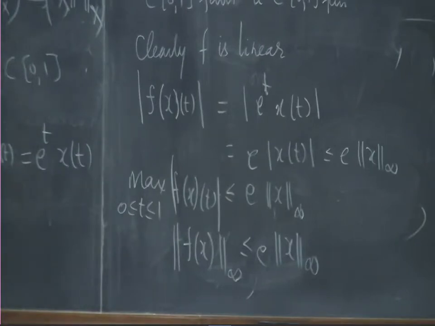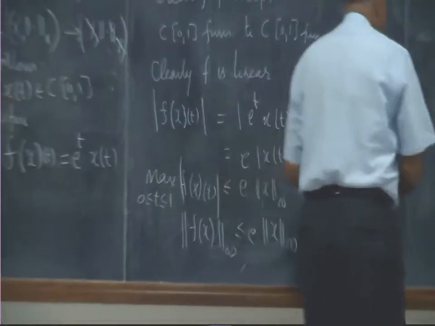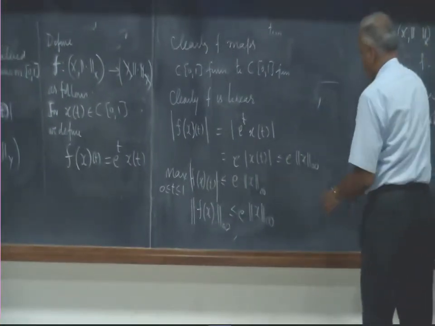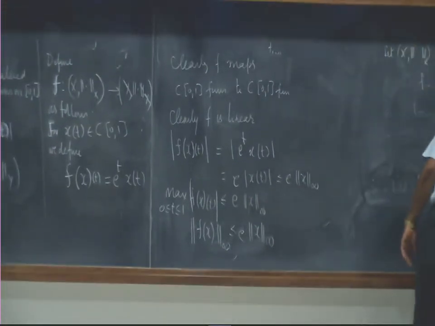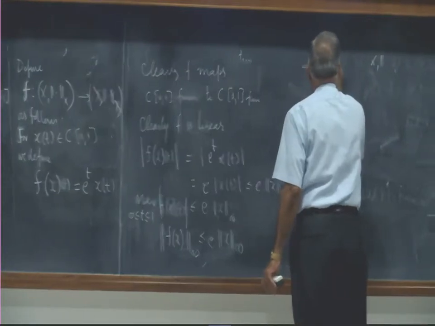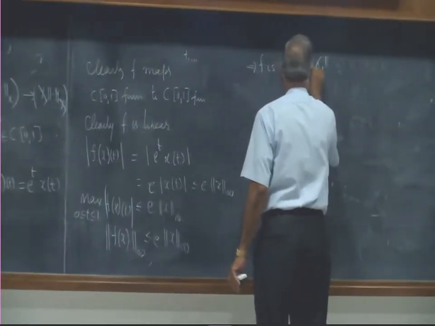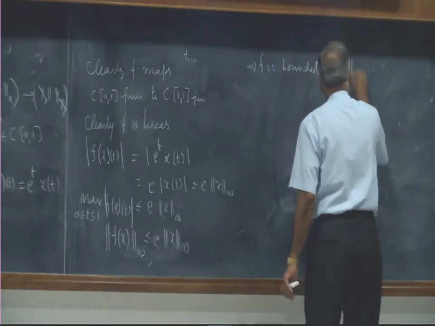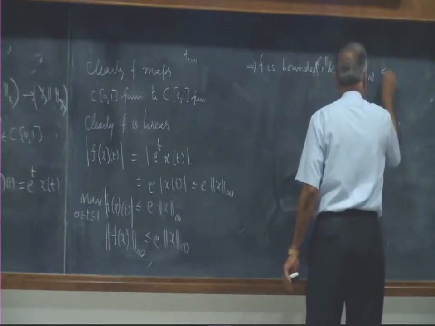What does that mean? A mapping is called bounded if the changed length is less than or equal to a constant times the original length. That's precisely the meaning. So therefore, in fact, I will not get the exact computation. Therefore, this implies f is bounded, and the norm of the mapping is less than or equal to e.